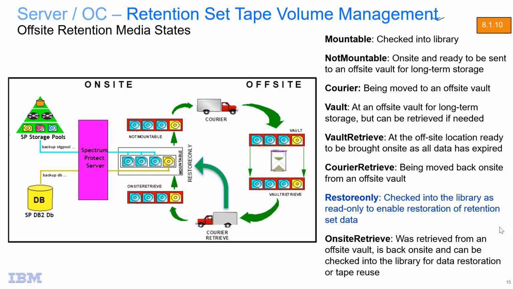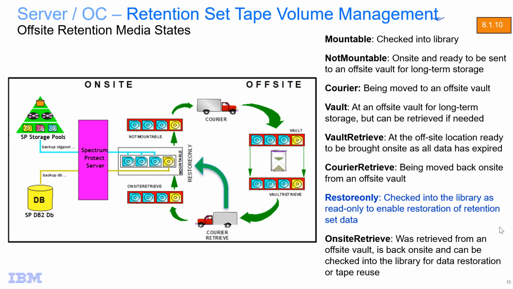Now we can change their status to things like either not mountable, showing that they've been checked out of the library and maybe are sitting in the IO slot, or courier status, meaning they're with some type of courier, or vault status, showing that they've been taken to the offsite, Iron Mountain, or other tape retention location.